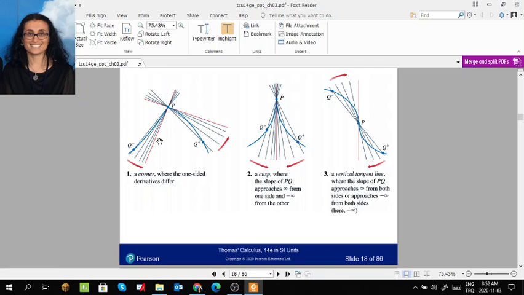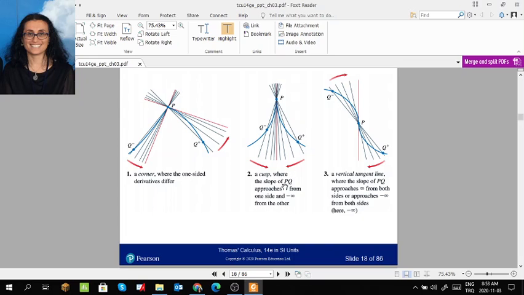So we may have a corner. Look at this blue graph, and there's this corner right at P. If you have a corner, in this case the one-sided derivatives differ. Because of that, the derivative at P doesn't exist. So if you have a corner in the graph, forget about the derivative at that point.